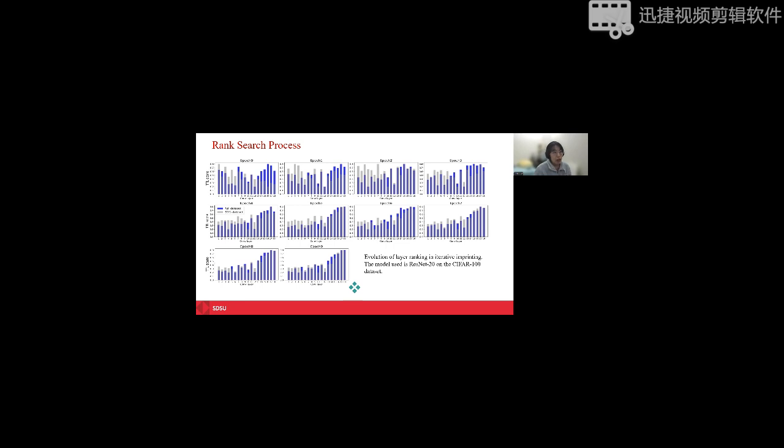The figure shows the rank search process. The blue bar represents our full dataset method, while the gray bar represents the sampled version. The graph shows the changes in TTL scores for each layer during the first 10 epochs of training. We can see that the TTL scores for each layer start to stabilize as training goes on. Both of these methods are able to quickly estimate the layer importance.